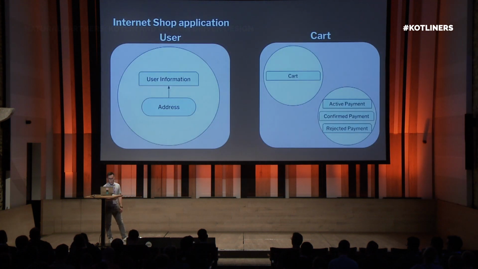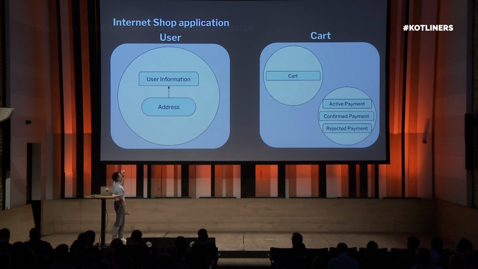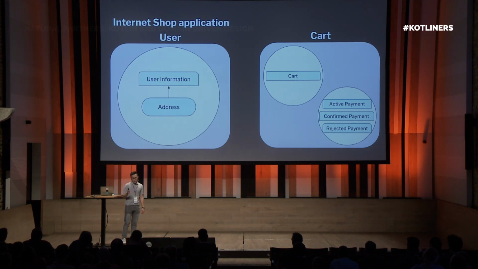If we have a look at the picture overall, we're going to have the user and cart bounded contexts. Inside of it, we have the user aggregate root, which holds the entity, which is user information, and the value object, which is address. And for the cart bounded context, we have the cart aggregate root, which holds the cart entity, and the payment aggregate root, which holds the 3 entities that I mentioned before.